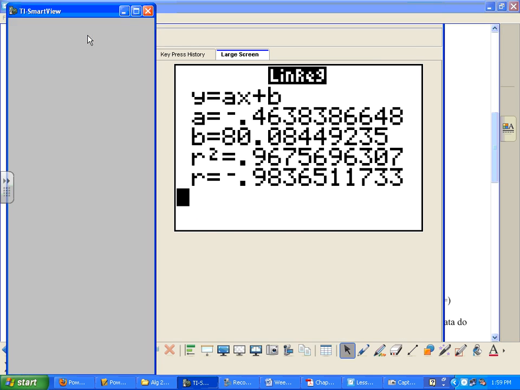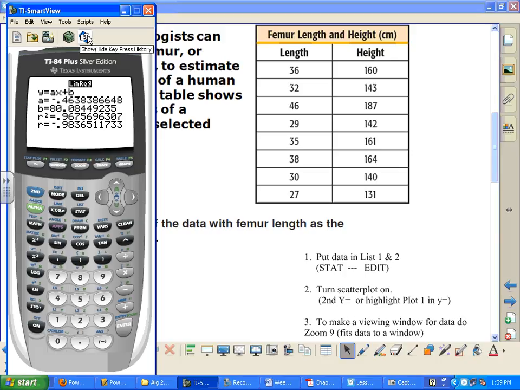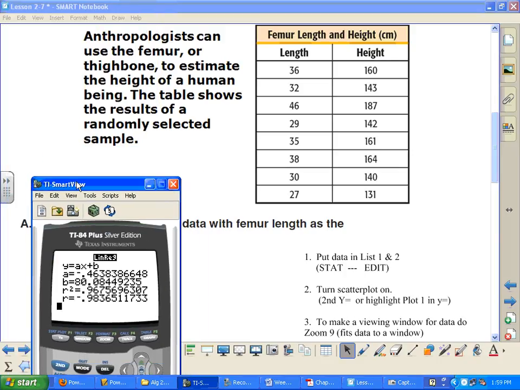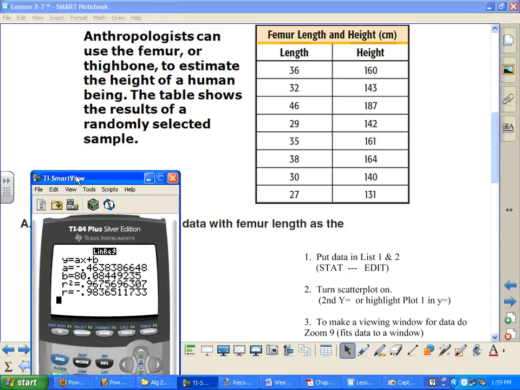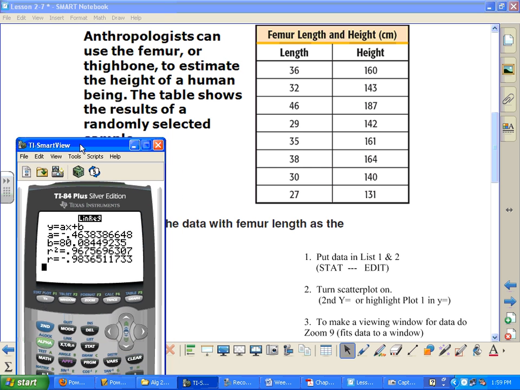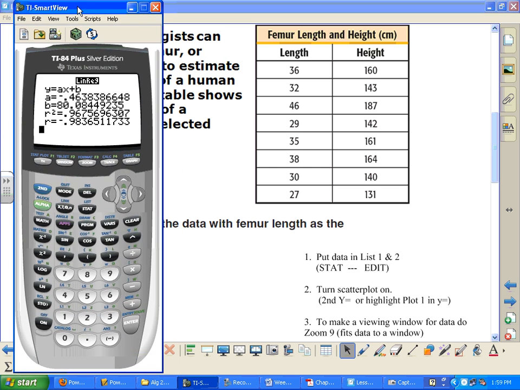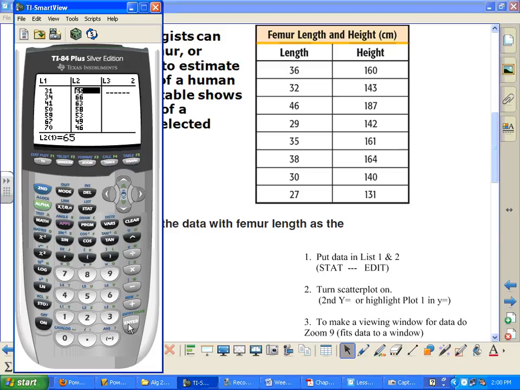So first thing we're going to do, go back to our list. We have anthropologists can use the femur or thigh bone to estimate the height of a human being. The table shows the results of a randomly selected sample. So, where do I start? Stat and edit.